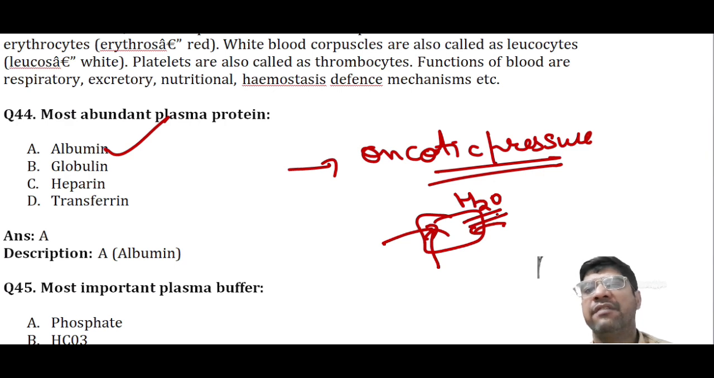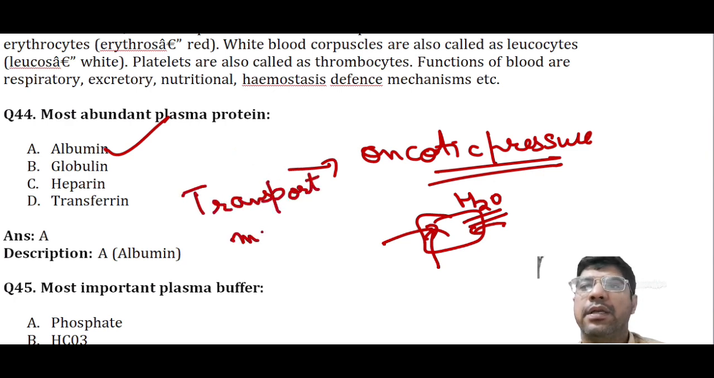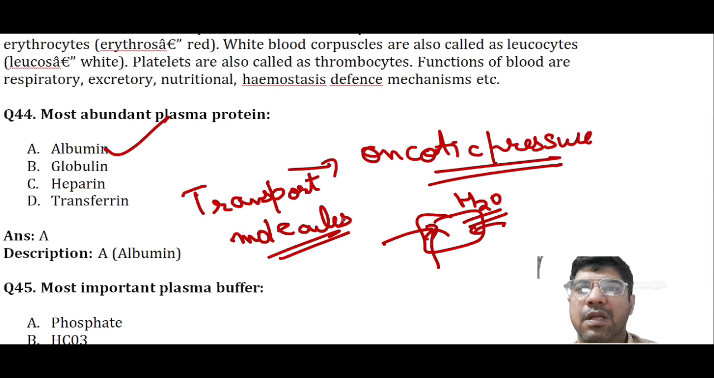Albumin also serves as a transport molecule, carrying various substances throughout the body. That includes hormones, minerals, calcium, and magnesium. So it helps to maintain the overall volume of blood in the circulatory system.